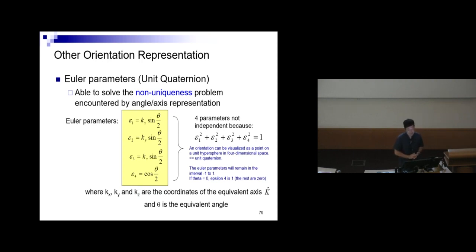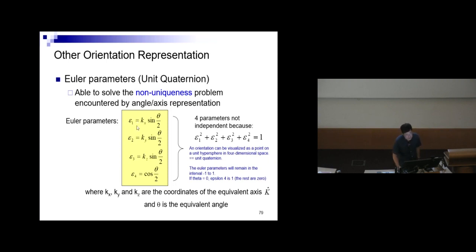So same thing, the Euler parameter will actually be defined in this manner. You have your epsilon 1 to epsilon 4. So epsilon 1 will equal to kx sine theta over 2, epsilon 2 equal to ky sine theta over 2, and so on. So kx, ky, and kz are the equivalent axis k hat. So they are related. But theta is no longer the angle of rotation. Theta is known as the equivalent angle. Theta is the angle of rotation, which is also known as the equivalent angle.